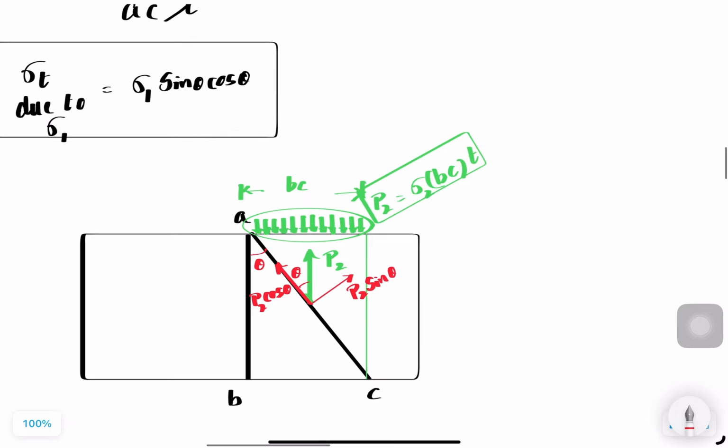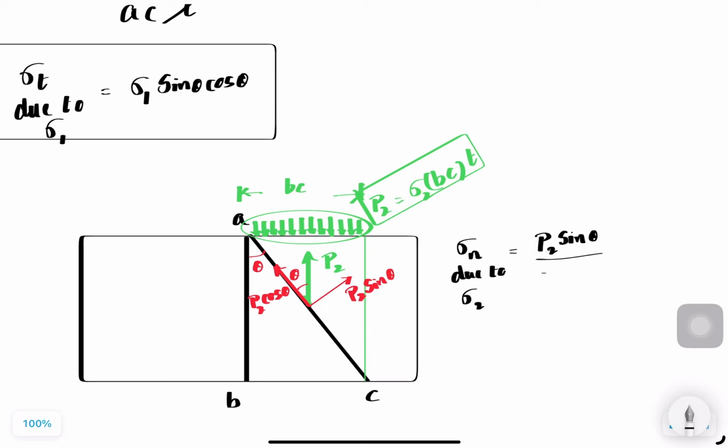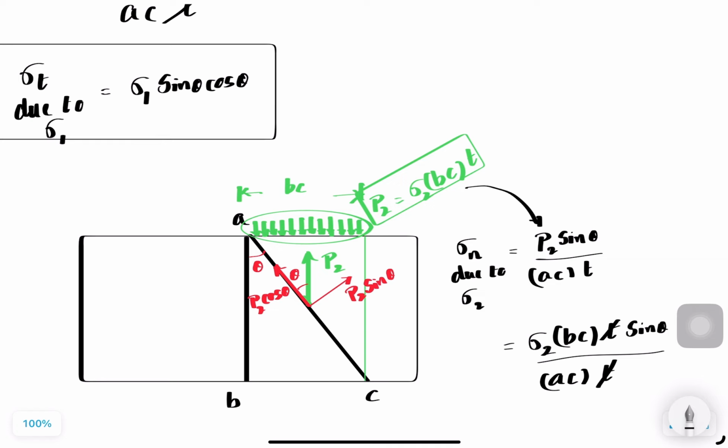So the expression for the normal stress, sigma n, this time due to sigma 2, is equal to the normal load, which is P2 into sine theta, divided by the area, which is AC into thickness. I can just substitute the value of P2. You will get sigma 2 into BC into thickness into sine theta divided by AC into thickness. Thickness in the numerator and the denominator goes away.